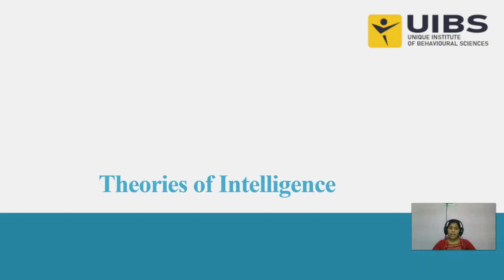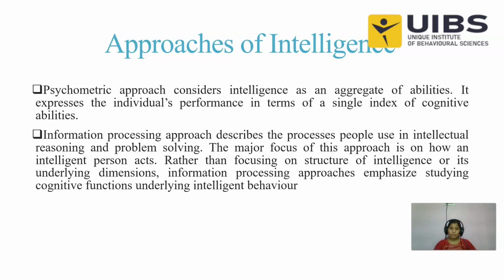Now we'll discuss different theories of intelligence. Theories of intelligence can be divided into two approaches. First is psychometric approach, second is information processing approach. Psychometric approach proposes that intelligence is the combination of different abilities. Psychometric approach actually focuses on the structure and the underlying dimension of intelligence.